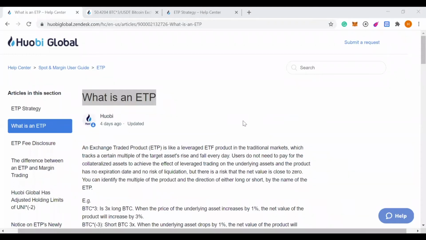Today I'm going to walk you through what an ETP is. As you know, or maybe don't know, an ETP is an exchange traded product. It's almost like a leverage token. Basically, it's the same thing.